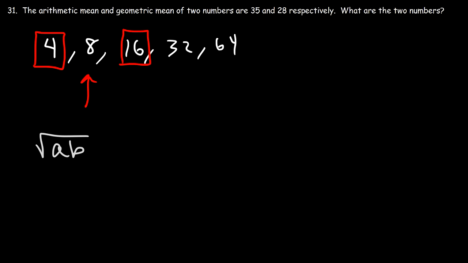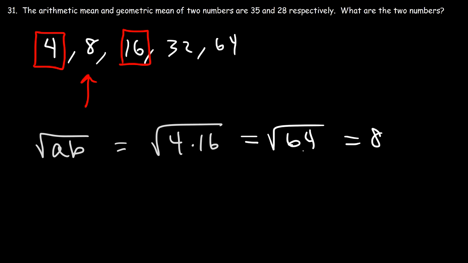It's the square root of AB. So the square root of 4 times 16. Now 4 times 16 is 64. And the square root of 64 is 8. Now let's say I want to find the geometric mean between 4 and 64. It's going to be 16.